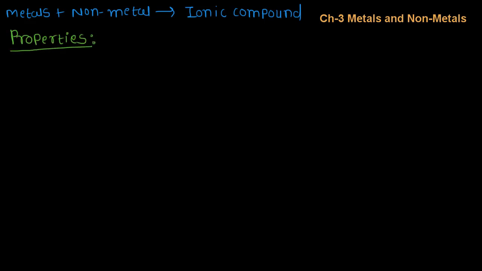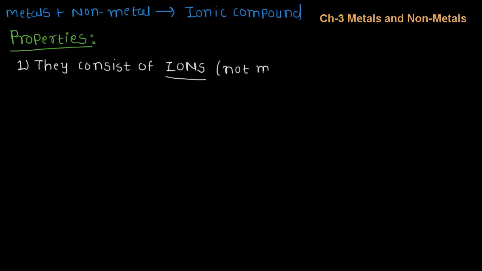of ionic compounds. First of all, these compounds consist of ions. As we have learned, what are the electrovalent compounds made of? They are made of ions. And point to be noted that they are not made of molecules. They are made of ions.